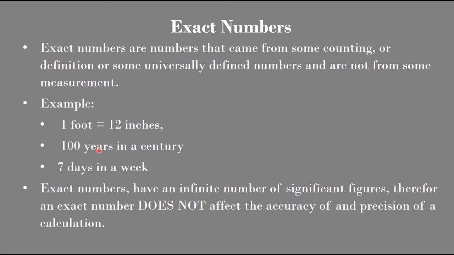Some more examples I have are there are 100 years in a century, or 7 days in a week, or two molecules of hydrogen react with one molecule of oxygen to form two molecules of water. All these numbers are exact numbers, and they do not affect the accuracy of a calculation and do not affect the precision as well.